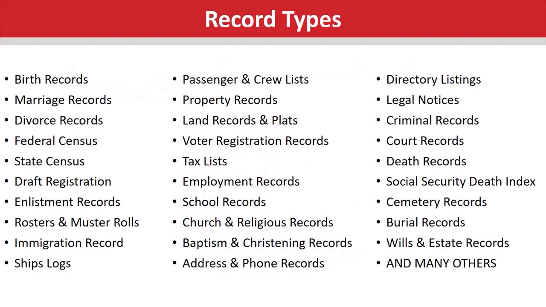So there's a bunch of different record types. As you can see here, birth, marriage, divorce, federal census, state census, draft registration, enlistment, so on and so forth. All of these different types of records will provide different types of information. They will be accessible on different databases from different sources, in print in different places, but the goal is for you to find as many of these as you can for one particular individual. Write out and record all the information that you have on that individual. Use that information to find that person's parents, so on and so forth.